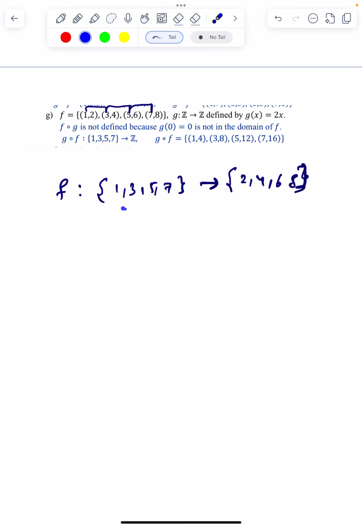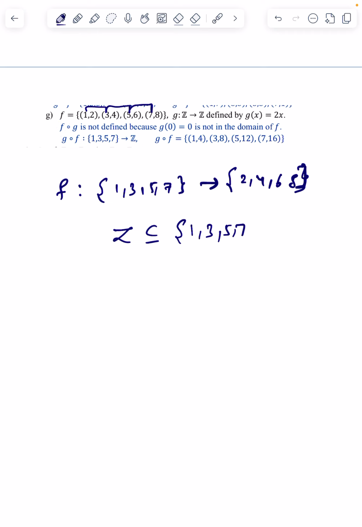So this is the function f, with its domain and codomain. For the g function, this is the domain and codomain. Now I am going to check whether f circle g is defined or not. I already told you the second function's codomain. What is the second function's codomain? Z. This Z should be a subset of the first function's domain. What is the first function's domain? 1, 3, 5, 7. Is it possible? No, it is not. That's why Z is not a subset of {1, 3, 5, 7}, and that's why it is not a defined function.